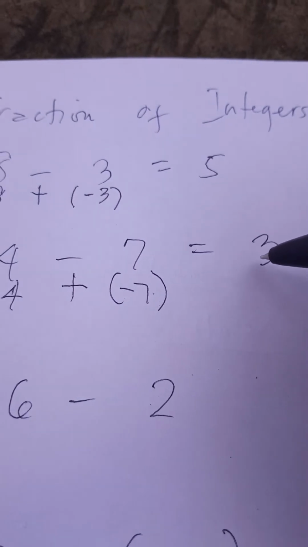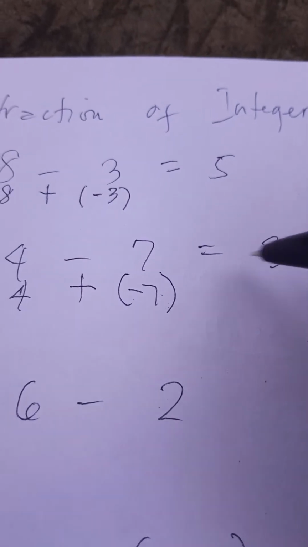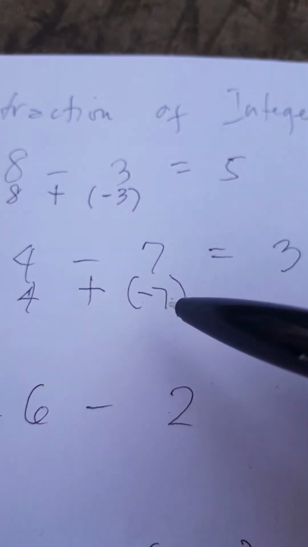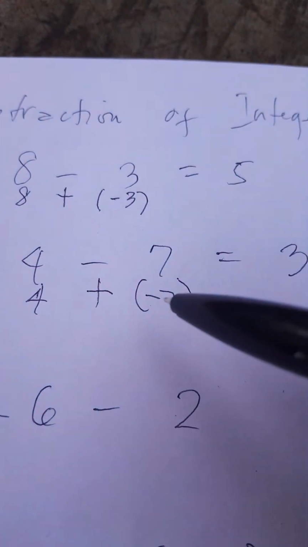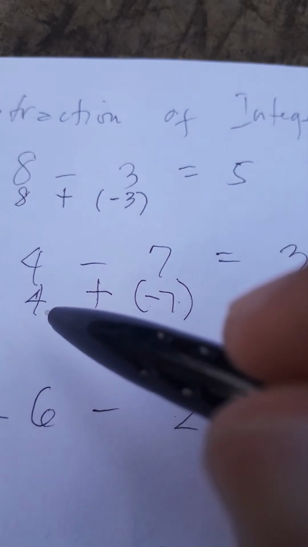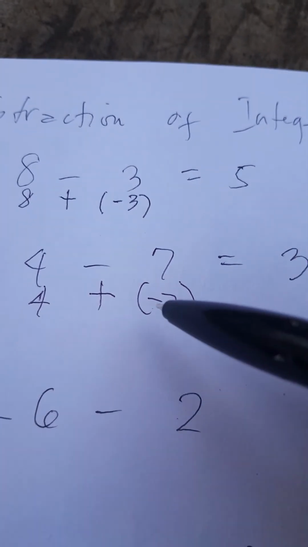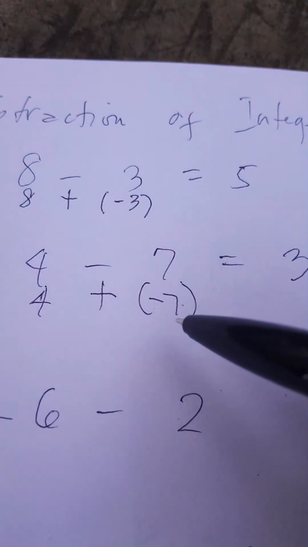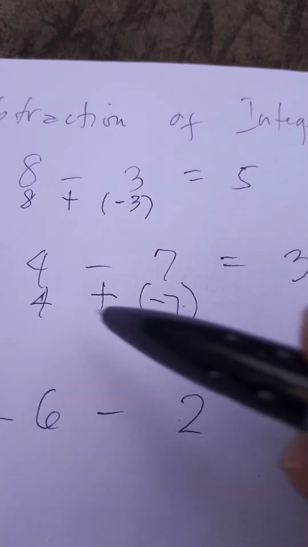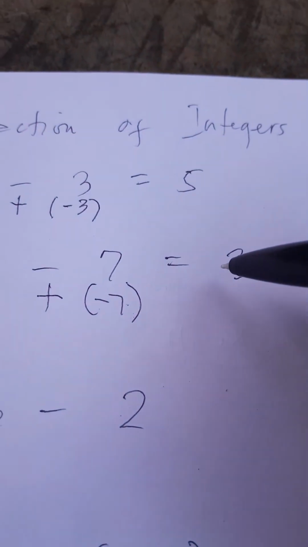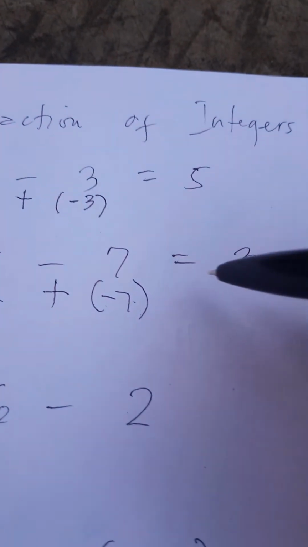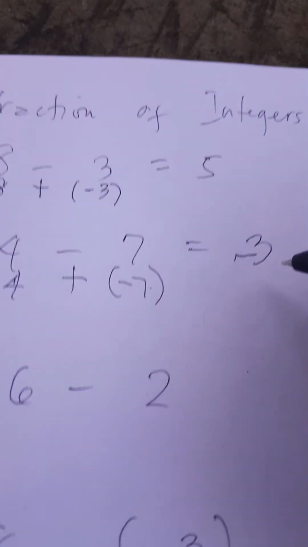And next, last step is the sign of the result. Now we compare the two integers 4 and negative 7. So the absolute value of 4 is 4. Absolute value of negative 7 is 7. Since 7 is larger than 4 and it's negative, the result is negative. So the answer therefore of 4 minus 7 is negative 3.